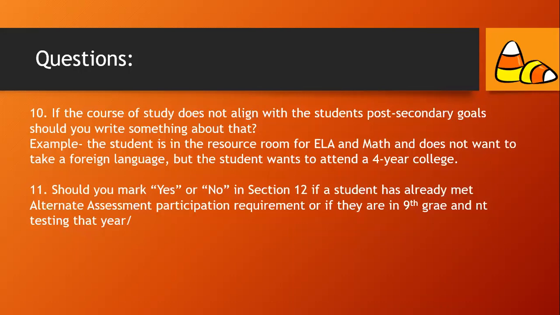Okay, our last question is really about section 12. When we have students who are on alternate assessment, should you mark yes or no if they've already met and completed the participation requirement? So maybe they're in grade 12 and they've already done that, or they're not testing that year. They're in 9th grade, and I apologize, we had some glitches there. I see we have some typos, so I apologize for that.